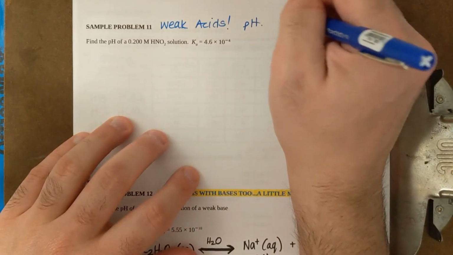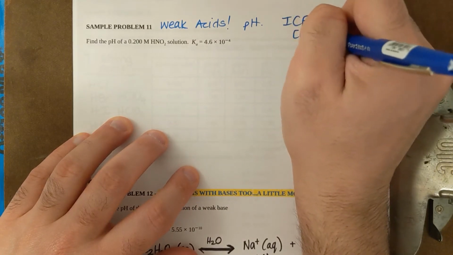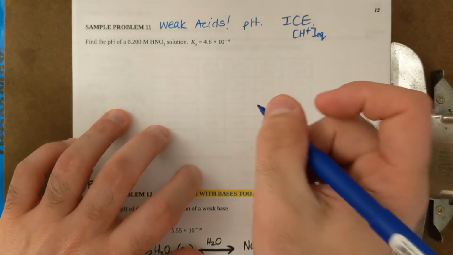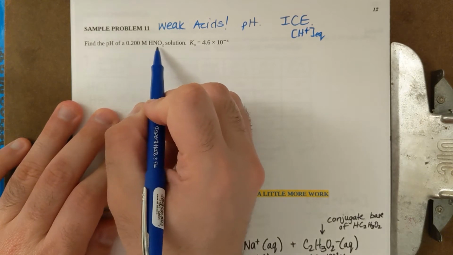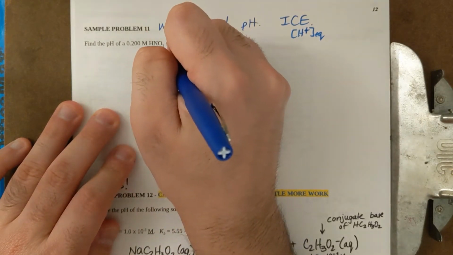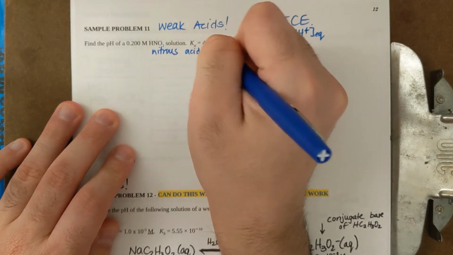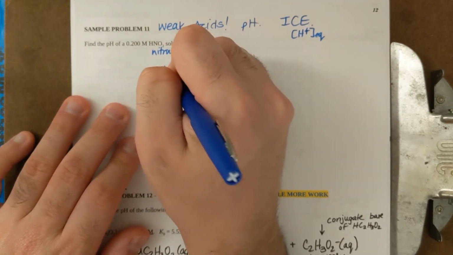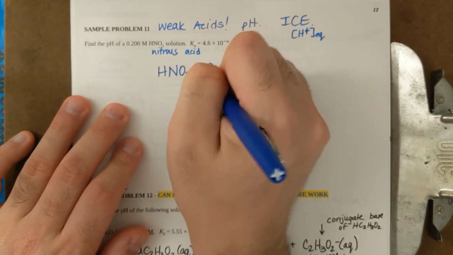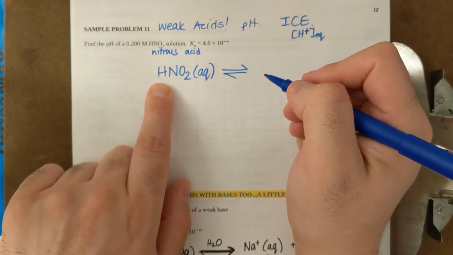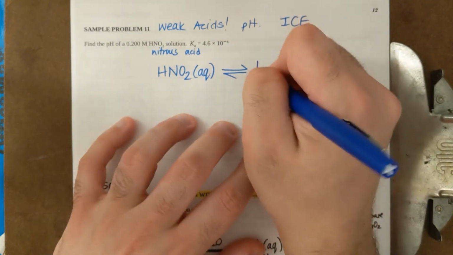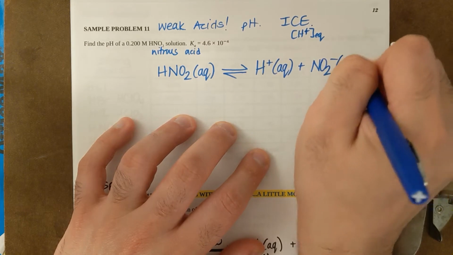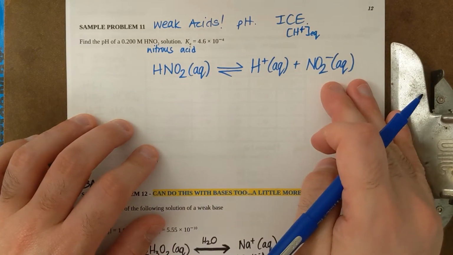I need to do an ICE table to solve for the equilibrium concentration of H plus, and then I could plug that into my negative log to get pH. So it says find the pH of a 0.2 molar solution of HNO2. This is nitrous acid. Ka is 4.6 times 10 to the minus fourth. So the first thing you should always do is write an acid dissociation equation. And I like to do the simple one where I break HNO2 into H plus, which is my proton, and NO2 minus, which is the nitrite ion. All right, so this is my acid dissociation.